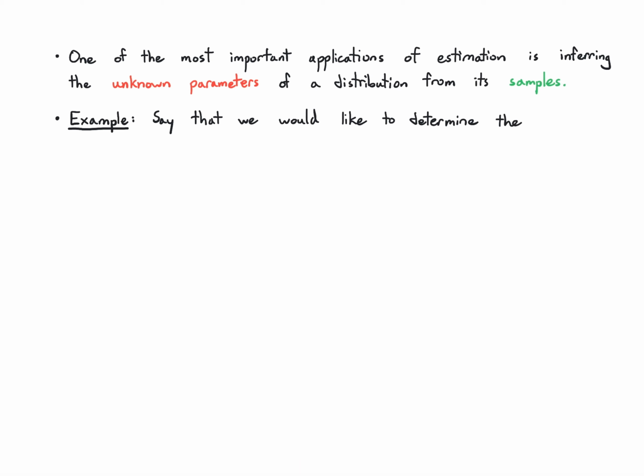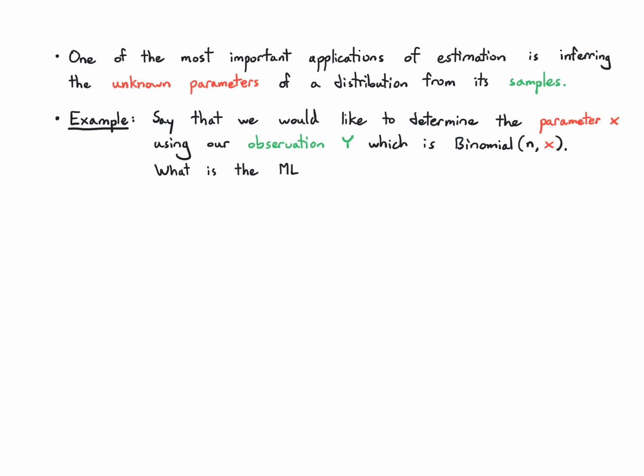Usually we call x the thing that we want to know. So in this case, x is our unknown, and we've observed something we're going to call y. y is the outcome of our experiment, and let's say that it's binomial and has parameter n, which we know, and parameter x, which is usually p, but here it's our unknown, so we're going to call it x, which we do not know. What is the ML estimator in this case? Well, we have enough information to form the ML estimator, so let's just do it.